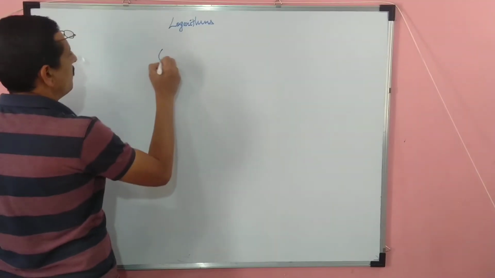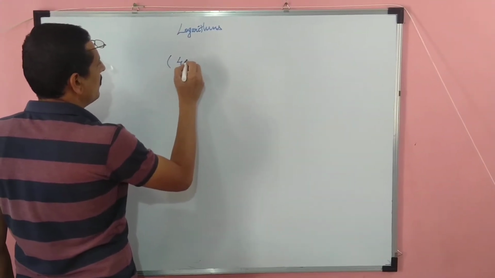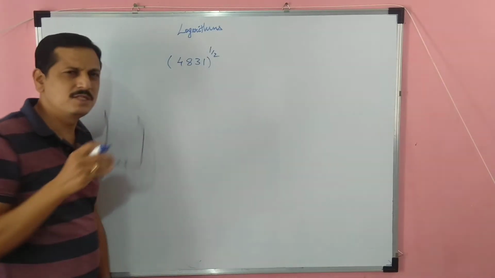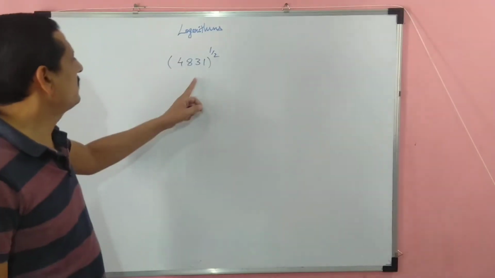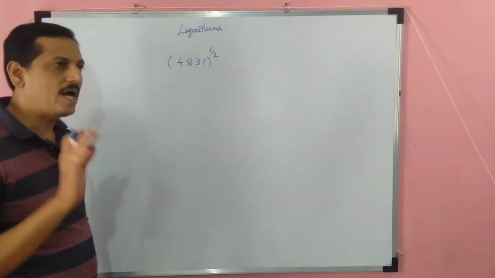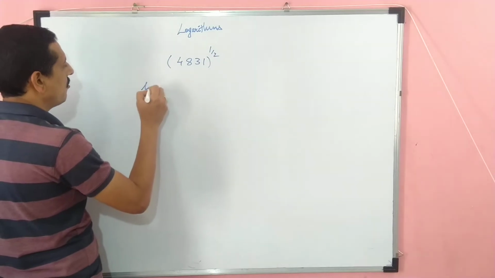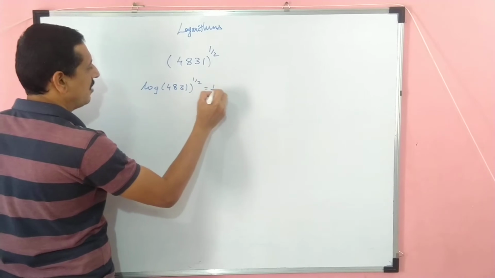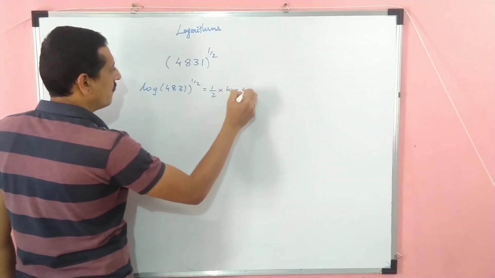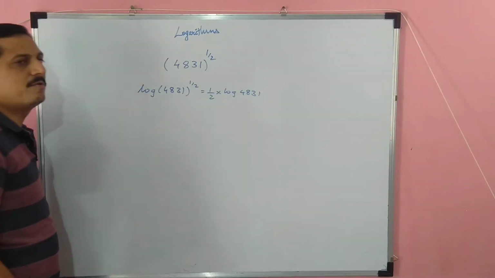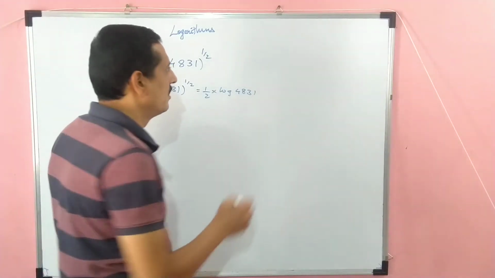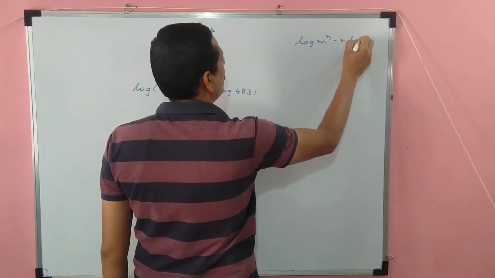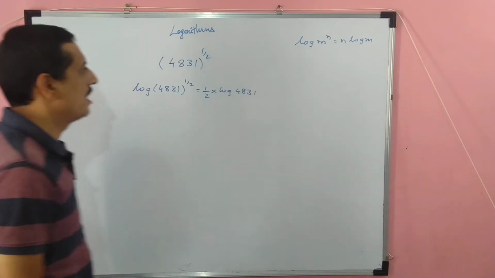Say I want to find 4831 raised to power 1 by 2. Let's start with the simple one, that is 4831 raised to power 1 by 2. When I apply logarithm to it, log of 4831 raised to power 1 by 2 becomes 1 by 2 into log of 4831. If you remember, students, the identity I am using is log of m raised to n is equal to n into log of m.